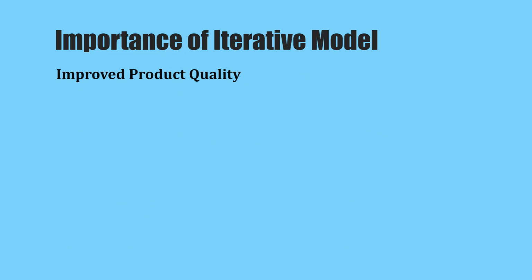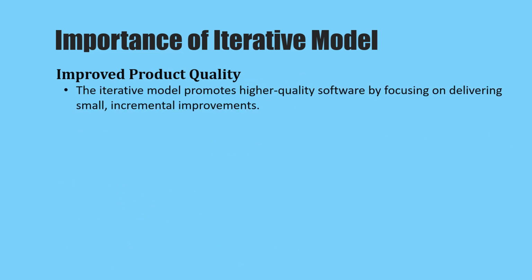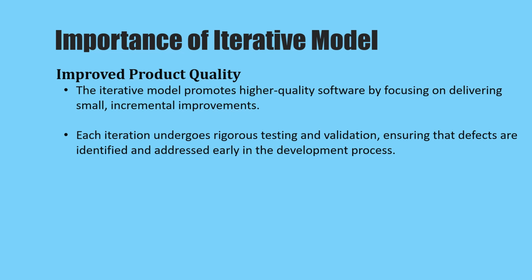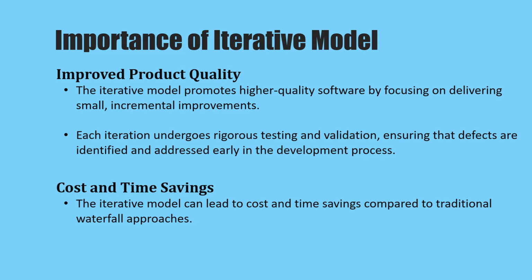Improved product quality. Product quality is paramount in software development. The iterative model emphasizes testing and validation throughout the development process, leading to a more stable, reliable, and robust product that meets user expectations.